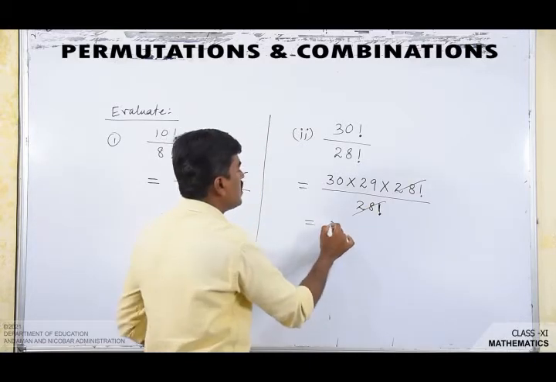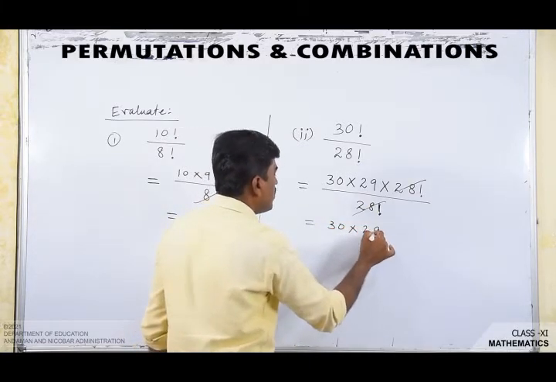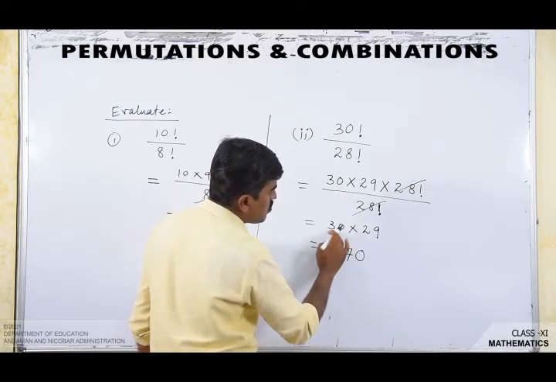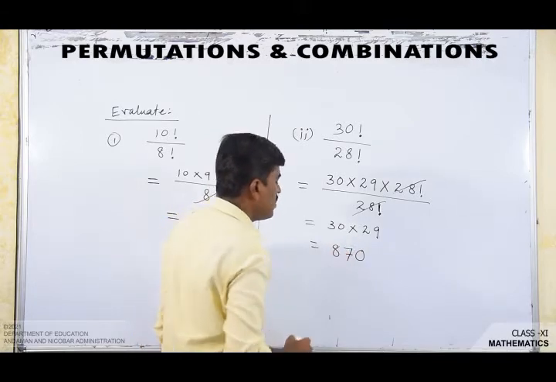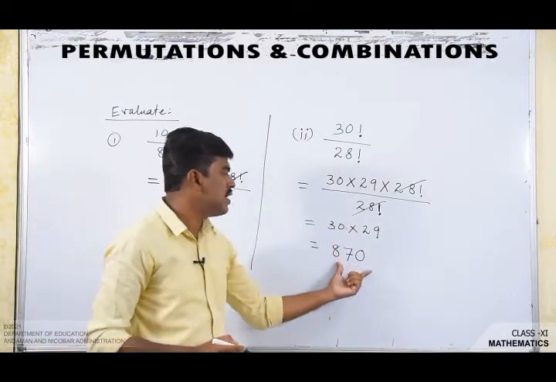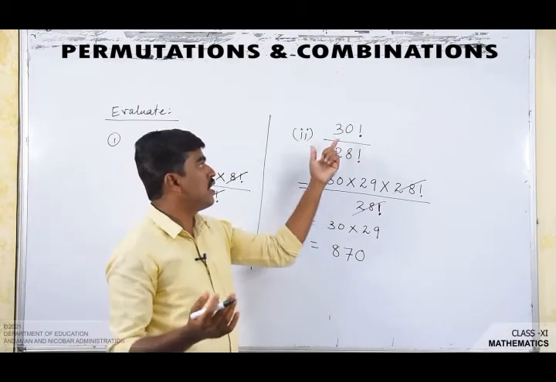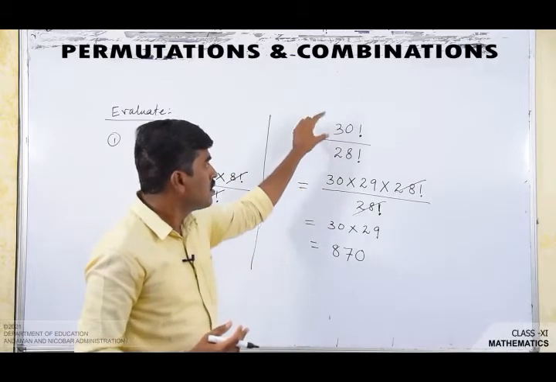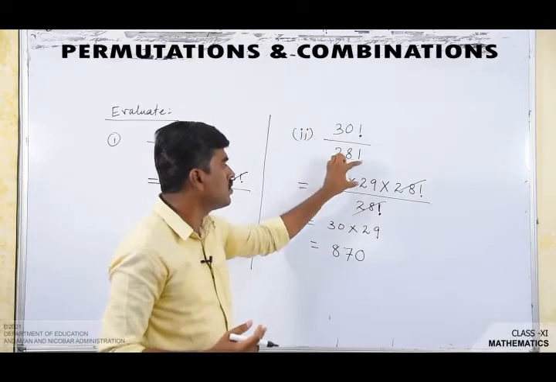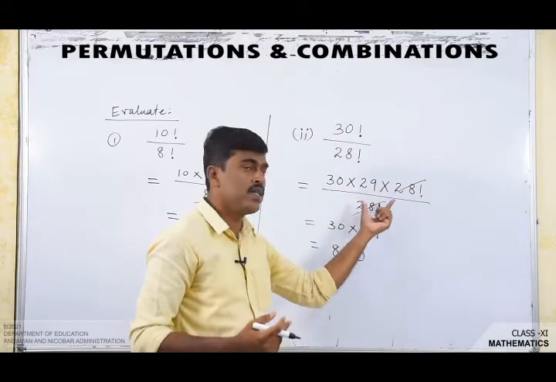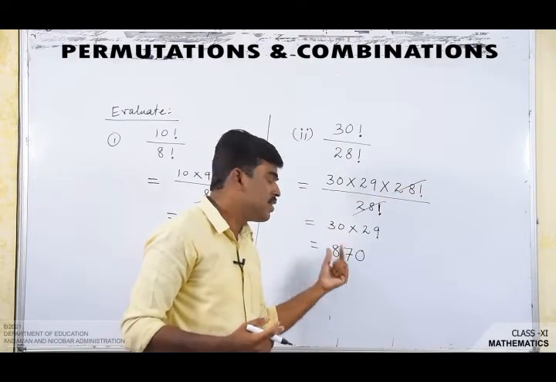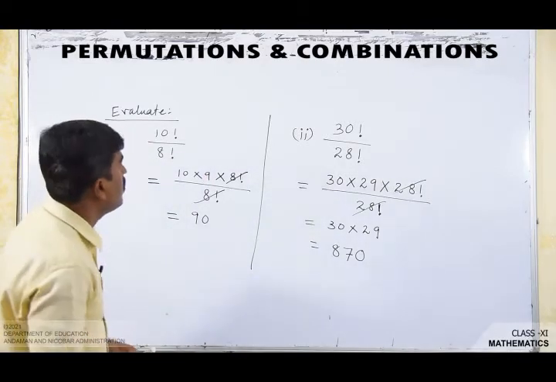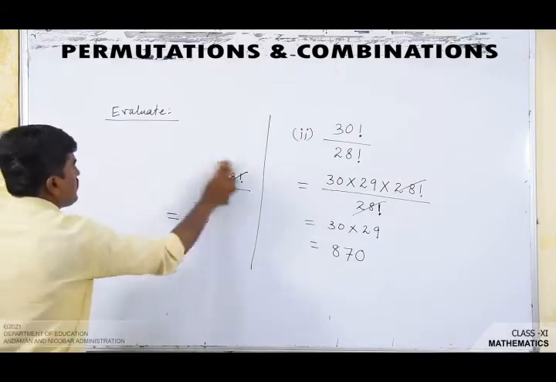So it will be cancelled out. Now it is 30 into 29. If we multiply, we will get 870. So its value is 870. So no need to find the value of 30 factorial, then 28 factorial, then divide it. You have to do it like this. That means we write 30 factorial as 30 into 29 into 28 factorial divided by 28 factorial, that is, 28 factorial gets cancelled. So it is equal to 30 into 29, and that is 870. Now let us take one more question.